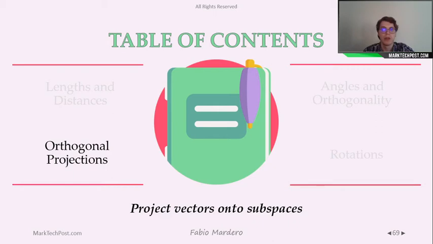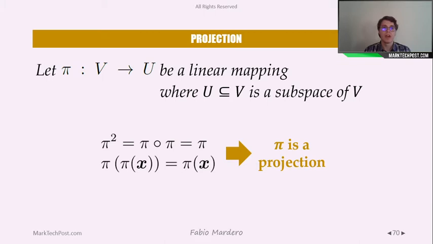After defining several geometric properties of vectors, like length, angles, and so on, now we would like to provide some geometric operations we can do with them. For example, we would like to project vectors onto subspaces. We define a projection as a linear mapping that takes a vector in V, a generic vector space, and outputs a vector that stays on a subspace of V.